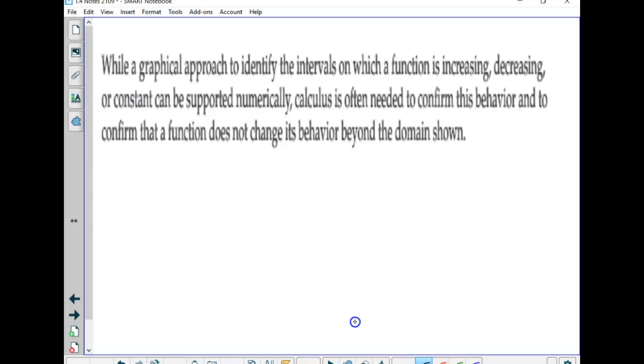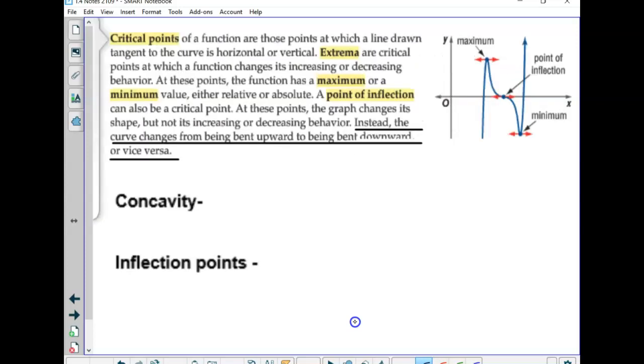All right, well, a graphical approach to identifying the intervals on which it is increasing and decreasing or constant can be supported numerically. Calculus is often needed to confirm this behavior and to confirm that a function doesn't change its behavior beyond the domain shown. So we're just going to go with what we can see on our window, and we're going to use maxes and mins. We're not going to be proving that this works, okay? Critical values of a function are those points at which a line drawn tangent to the curve is horizontal or vertical. That's kind of crazy. Basically, our critical points are going to be the extrema, or the maxes and mins, okay? Critical points are maxes and mins.